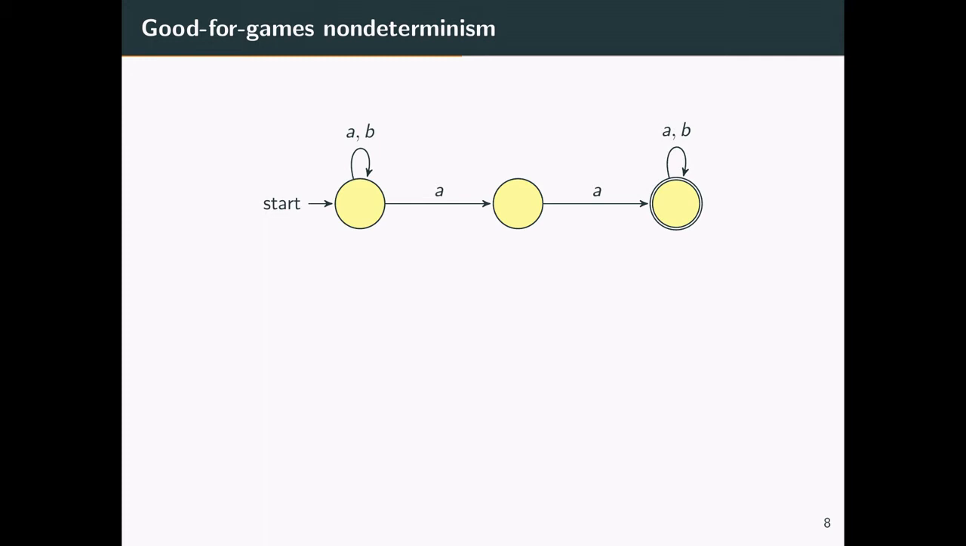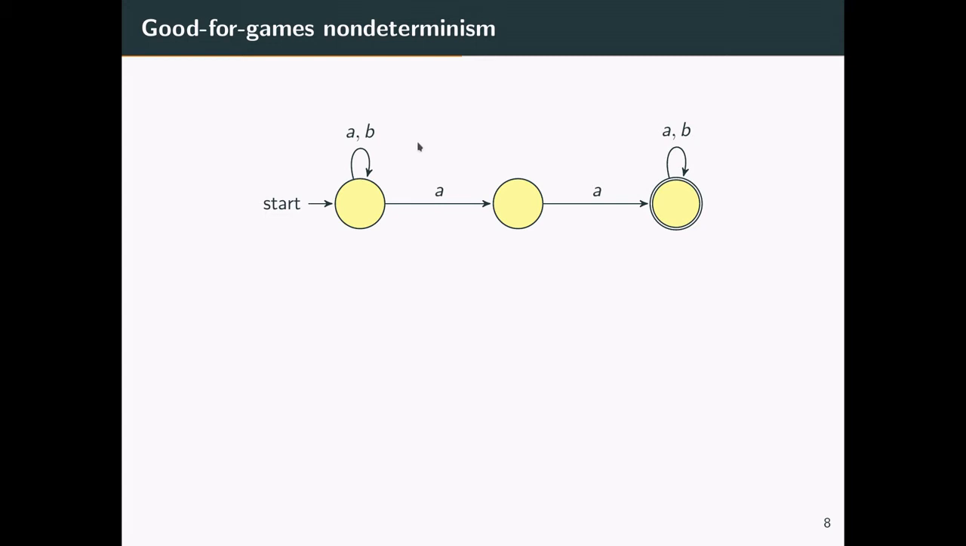So good for games automata are also known as history deterministic automata because they do allow for non-deterministic choices, but these non-deterministic choices have to be resolvable with respect to the history of the word and the run so far.